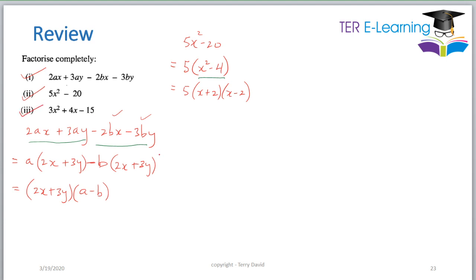Now the third part, we have 3x squared plus 4x minus 15, and you want to factorize that, and that is a quadratic. If we're going to use the method that I taught you all, we need to find two numbers whose sum is equal to 4 and whose product is equal to, remember to get the product we need to look at this and this, so that is minus 15 multiplied by 3, which gives us minus 45.